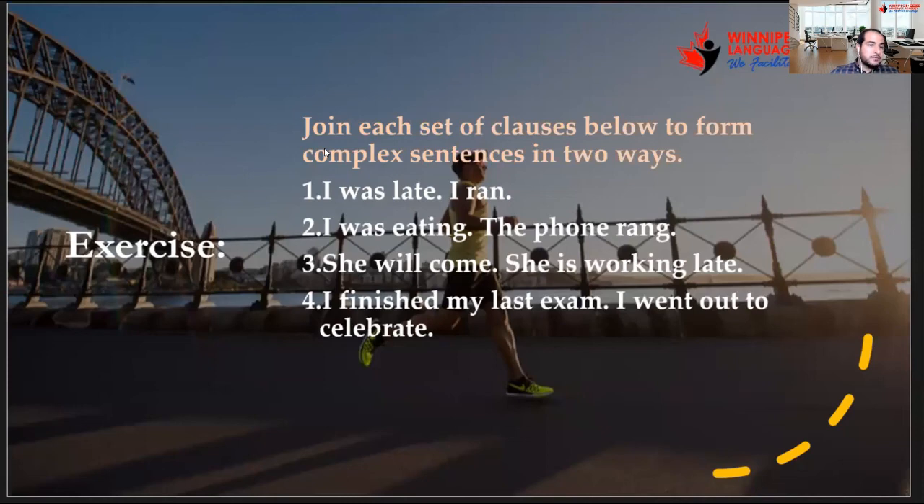I was late, therefore I ran. Because you added a semicolon and then a comma, this means that these two sentences are independent. I was late, I ran. In this case, this is a compound sentence, not a complex sentence. While I was eating, the telephone rang. That is correct. That's a complex sentence.